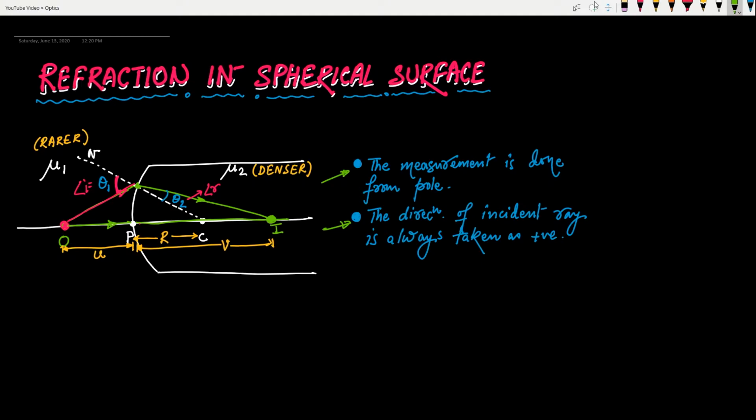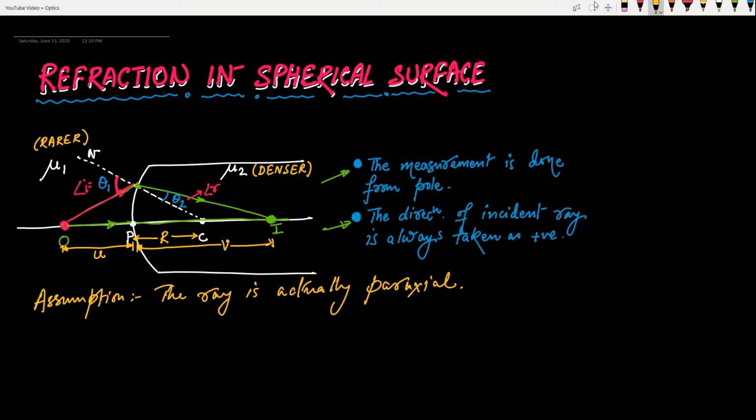Now before moving on, we need to take into account a certain assumption. The assumption that we need to take into account is that the ray is paraxial. And what is paraxial?